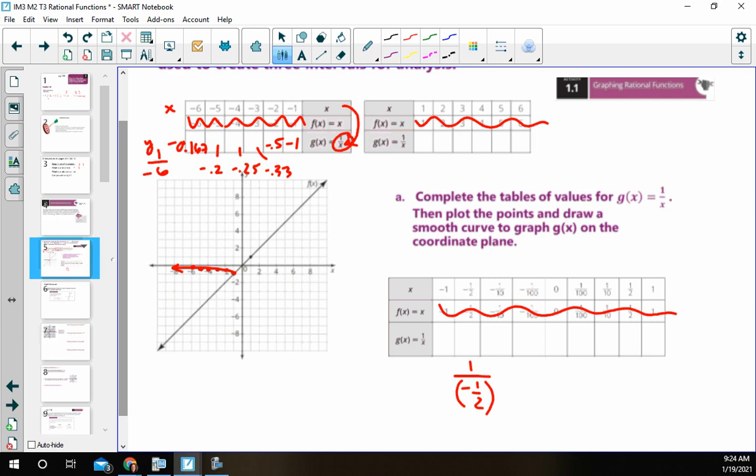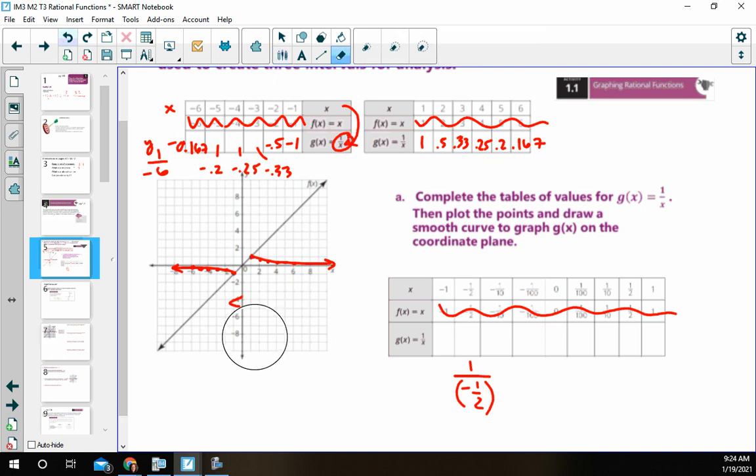This should be the same thing, but all positive. So 1, 0.5, 0.33, 0.25, 0.2, 0.167. Now if I graph it, 1, 1, and then we're going to get closer and closer to the x-axis on this side. All right, I've got to figure out what all these values in between are, so that's what my next box is for.